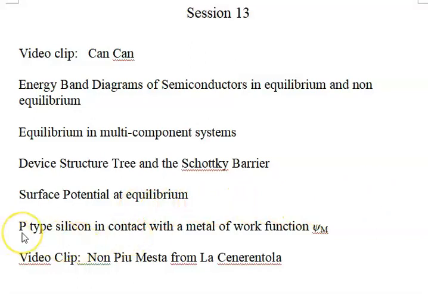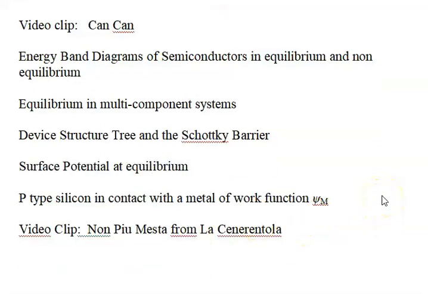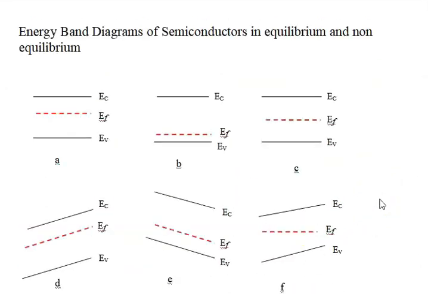And then if we have time, we'll be talking about P-type silicon. First we'll be talking about N-type in the first couple of parts of this discussion, and then we'll end up with P-type, and then we're looking at a video clip of the wonderful aria from Rossini's Cinderella, La Cenerentola. Okay, so let's get started with the energy band diagrams.